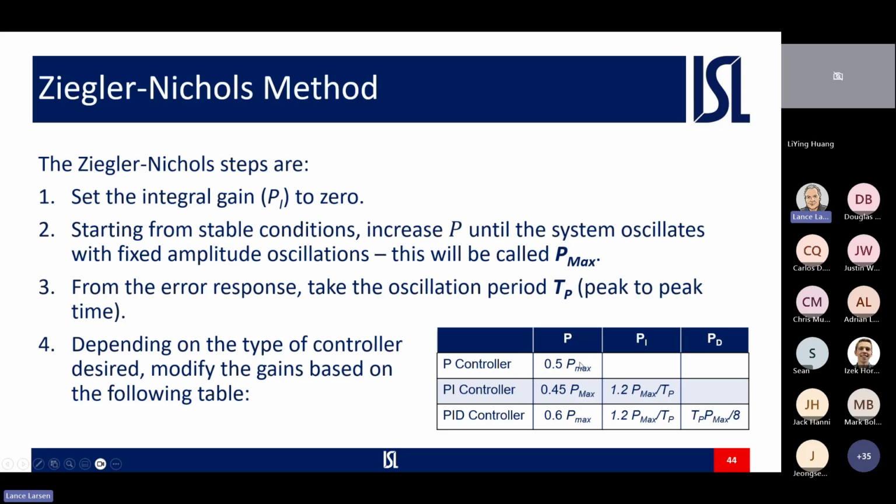For just a P controller, which isn't likely to get you to a target of 0, you would just use half the Pmax. For a PI controller, you can use 0.45 Pmax and 1.2 Pmax divided by TP. And then for the PID controller, you use the coefficients defined here. This often gives you good control with relatively limited effort.